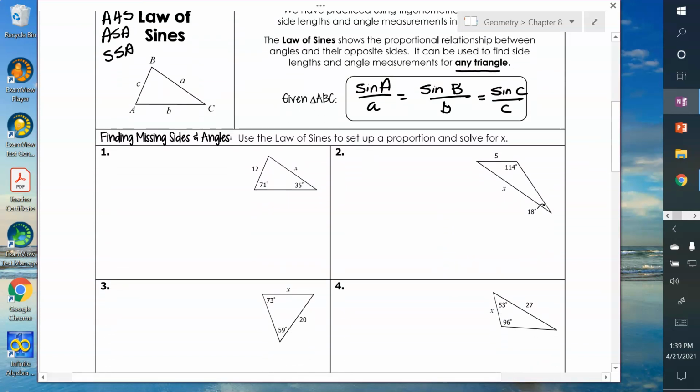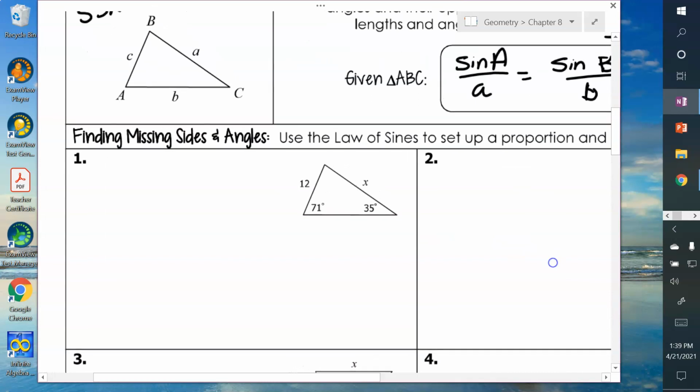So let's take a look at number 1. I'm going to go ahead and label my triangle with A, B, and C. So here's A, here's B, here's C. So that means X is little a and 12 is little b. And I'm trying to find the value of X, which is little a. So what I'm going to do is I notice that I have an angle side pair. That's my 35 degrees and my 12. And I notice that I'm trying to solve for A.